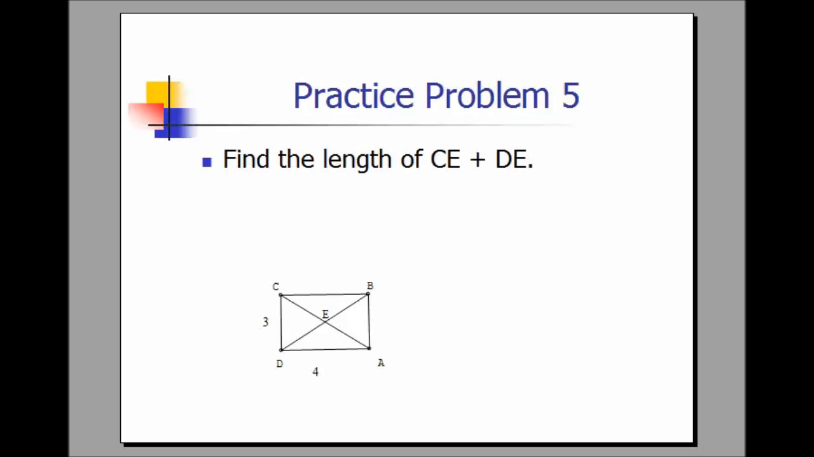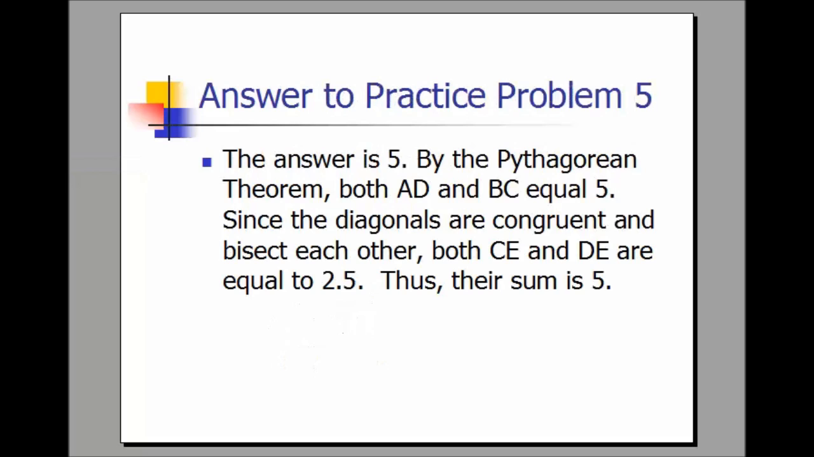And here's practice problem 5. We want to find the length of CE plus DE. The answer is 5. By the Pythagorean theorem, both AD and BC equal 5. Since the diagonals are congruent and bisect each other, both CE and DE are equal to 2.5. Hence, their sum is 5.